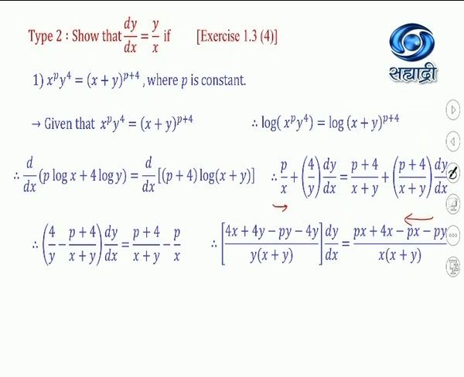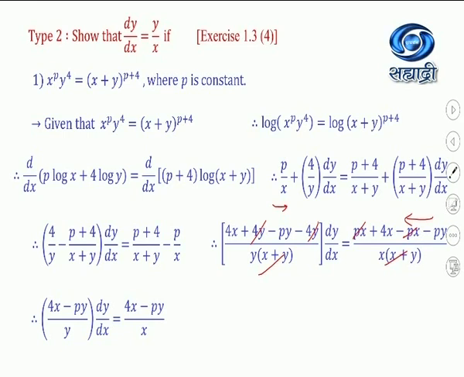And now what we see here, from both sides x plus y gets cancelled. Now in the denominator on LHS, see here, 4y gets cancelled, plus minus. Now here plus px minus px gets cancelled. So what do we get? See here, what is our next term? Here 4x minus py upon y into dy by dx is equal to 4x minus py upon x. Now this is our next term.